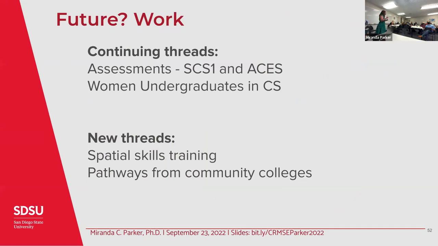I'm still working with some of the members from that working group earlier and hoping to propose a new working group in that thread. I say new thread, but going back to the spatial skills work that I did in graduate school and really honing in on that, I think that's an opportunity for a huge impact here, and not just in computer science. Do it in math and science as well, and really understanding what can we do for our students to support them, and also looking into the pathways from community colleges.